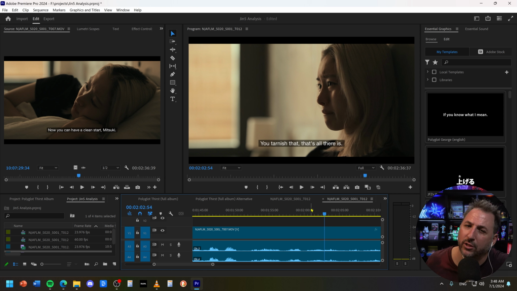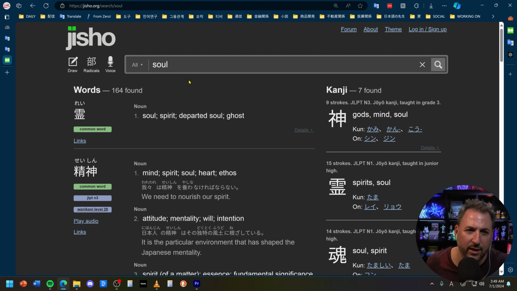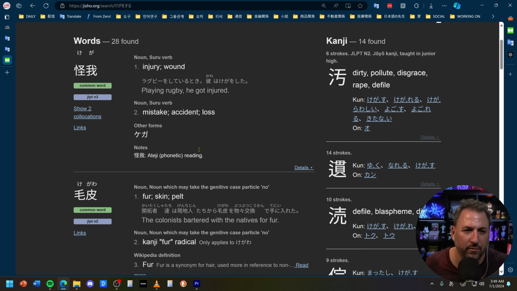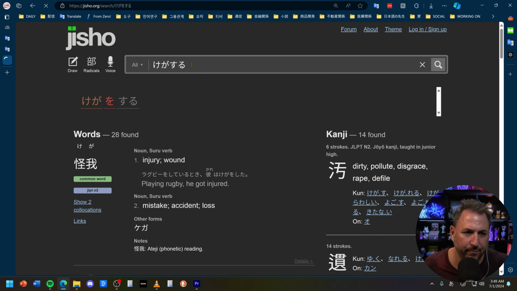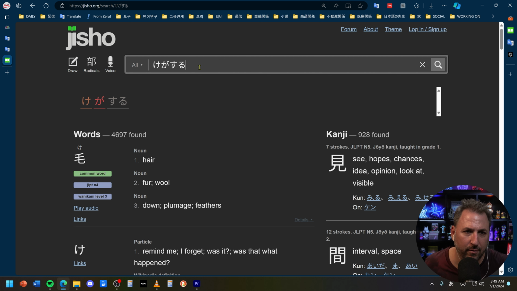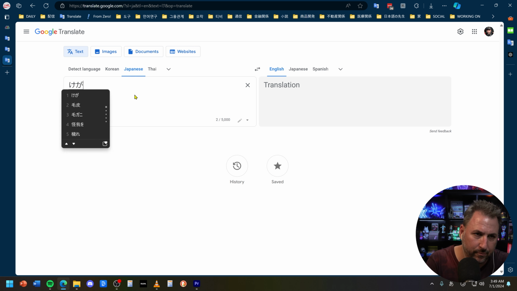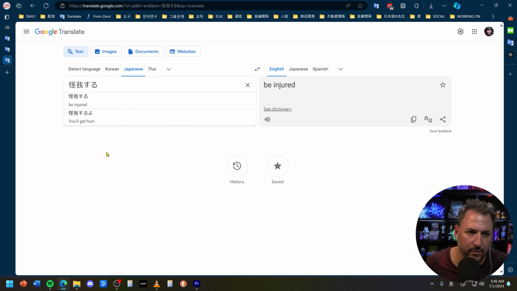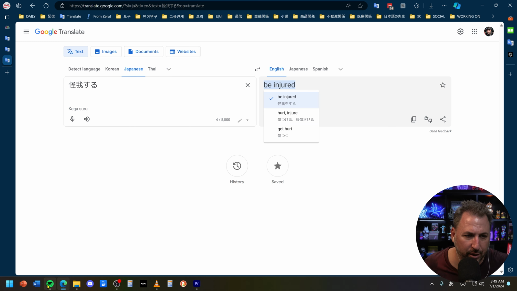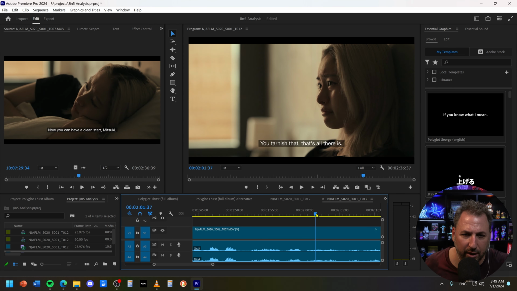Okay. Kega suru to mean tarnish. But see, kega means to injure, so I'm not sure how I would translate that. Kega o suru is to injure. Is it also tarnish? I guess it could be if you're talking about your soul, theoretically. Kega suru. I guess we're not going to get that. Yeah, none of that has to do with tarnishing, but I guess, what are you going to do, right? You got to tell a story. You're not trying to be like a language teacher.